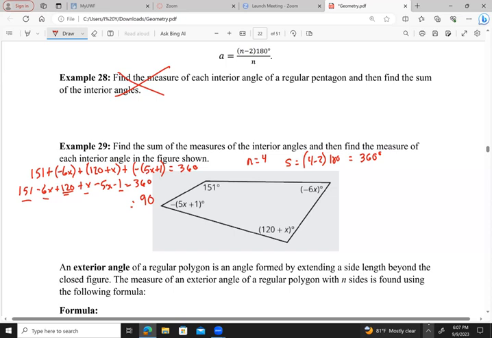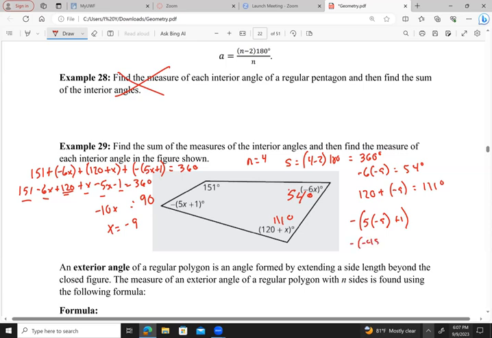Negative 6x plus x, negative 5 minus 5x, negative 10x. So x equals negative 9. That makes a big difference. So this is negative 6 times negative 9, which is 54 degrees. This is 120 plus negative 9, which is 111 degrees. And then we have the negative of 5 times negative 9 plus 1, which is a negative of negative 45 plus 1, which is 44.